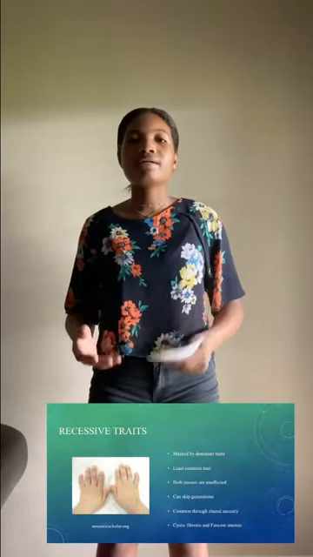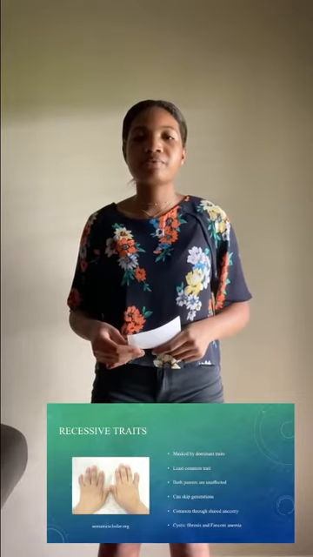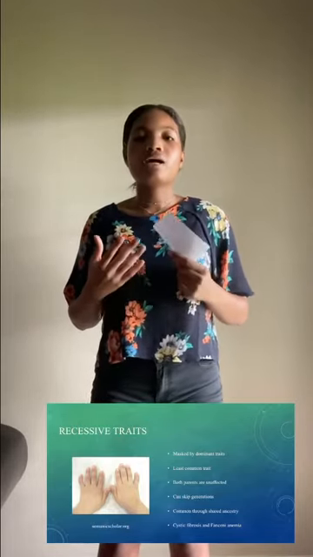But what exactly are recessive traits? Recessive traits are masked by dominant traits. Recessive traits are the least common traits to inherit because they are the hardest to receive. In order for a child to have a recessive trait, both parents have to be unaffected or be a recessive trait carrier.